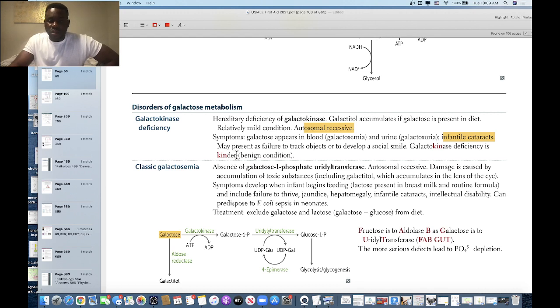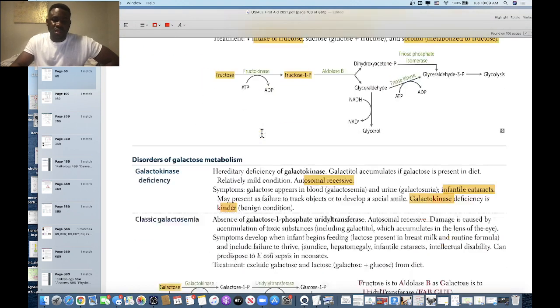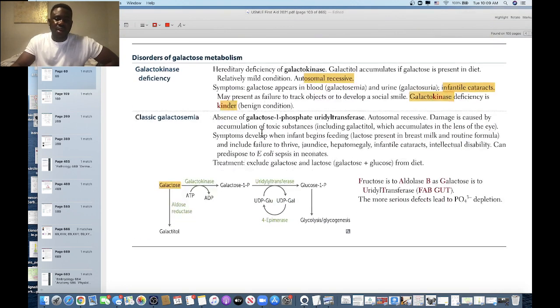Now, here you see they said galactokinase deficiency is also kind. So galactokinase deficiency is kinder than classic galactosemia, the same way fructokinase deficiency is also kinder than hereditary fructose intolerance. Now, the next one is classic galactosemia. This is the main one.